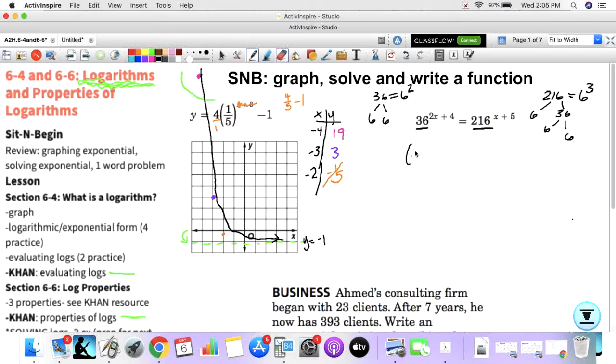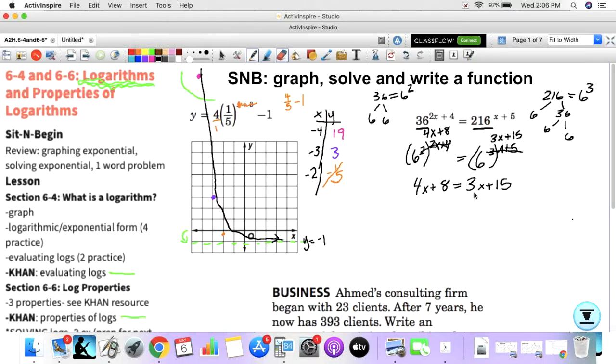So that means I can rewrite 36 as 6 squared, then raised to the 2x plus 4. And I can write 216 as 6 to the third raised to the x plus 5. And then I'm just going to distribute my exponents through. So 2 times 2 is 4. This is going to become 4x, and 2 times 4 is 8, so 4x plus 8. Then this 3 is going to go to the x and to the 5. It's going to become 3x plus 15. And now, because they have the same bases, I can even cancel out those bases and just have 4x plus 8 equals 3x plus 15.